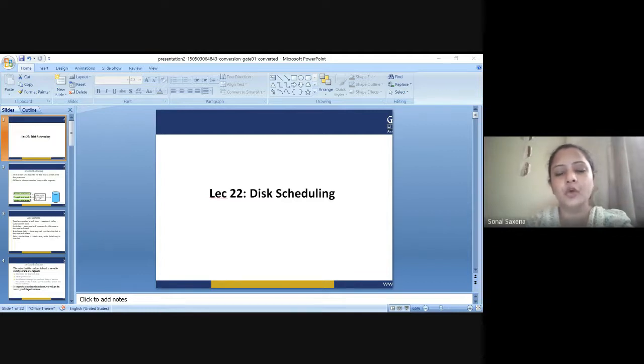Now, what should be the outcome of disk scheduling? The outcome of disk scheduling is to improve the performance of disk input output by reducing average seek time compared to the existing disk scheduling algorithm.